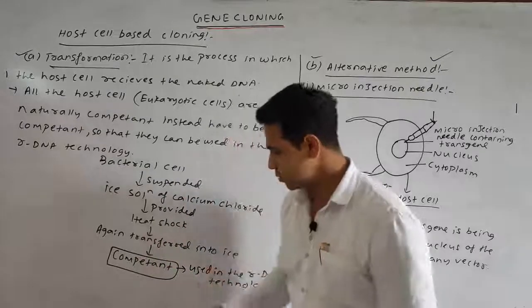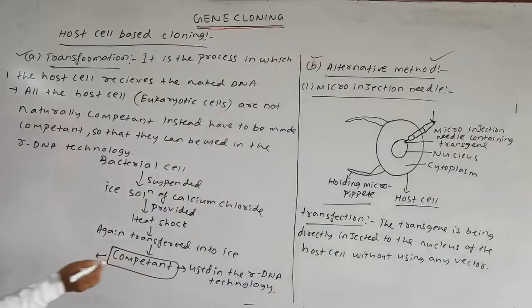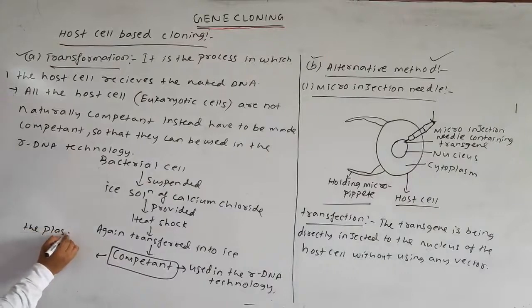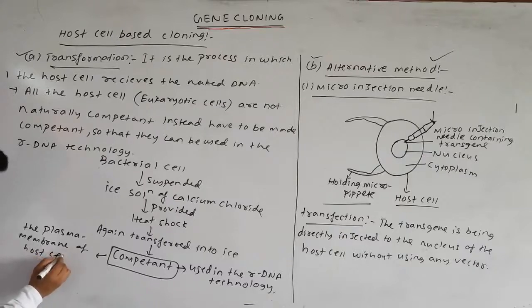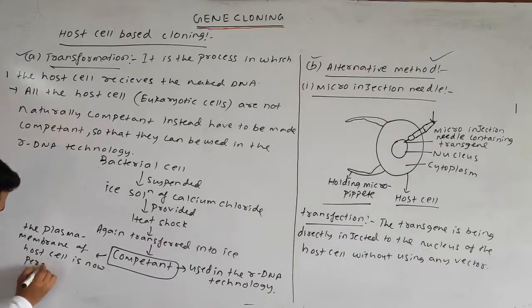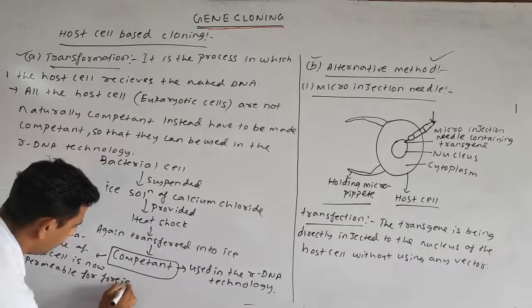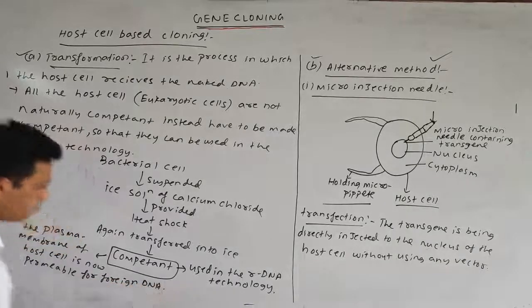Simple, just add this much. I am also writing how it becomes competent: the plasma membrane of the host cell is now permeable for foreign DNA. Okay, simple.